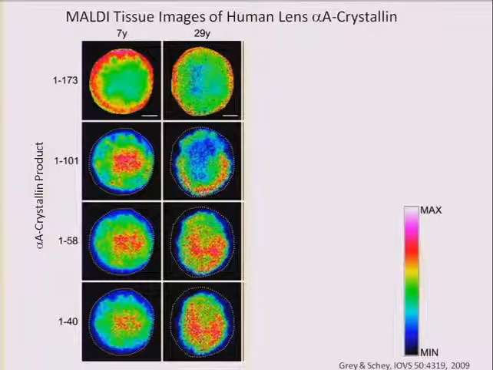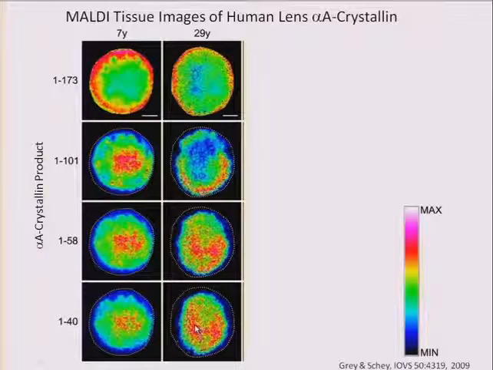So if you look at a 29-year-old lens, you can see that there's less intact alpha A crystalline in the center. The signal is lower intensity here compared to a 7-year-old. And the 1 to 101 product is mainly in the intercortical region, and it degrades further to these smaller truncated products.